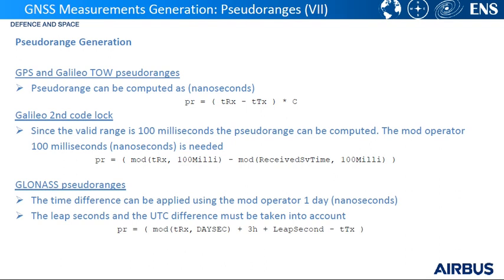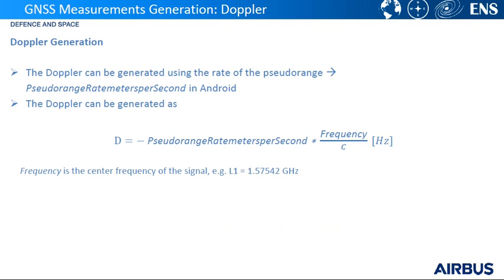On this slide, we have a way of computing pseudoranges for GPS, Galileo, and GLONASS. How to generate Doppler? Doppler can be generated using the pseudorange rate, meters per second in Android. Using a given equation, we can compute the Doppler.